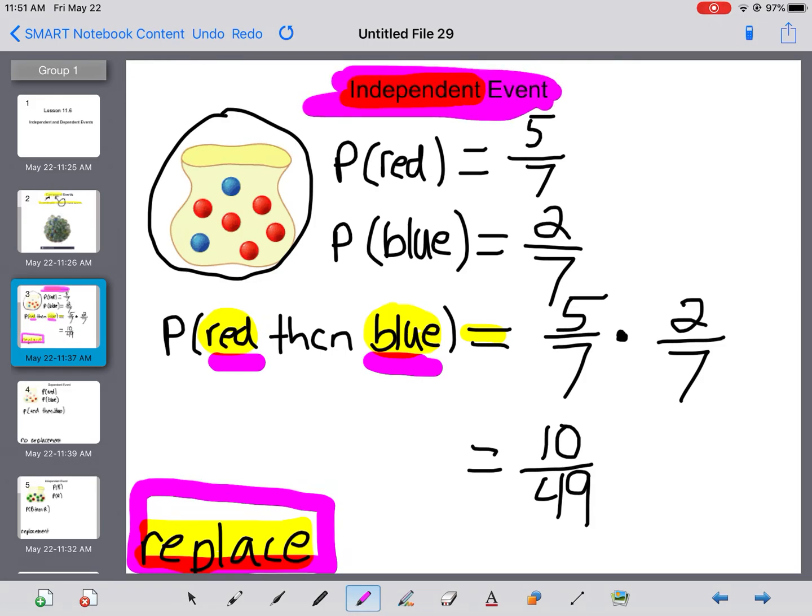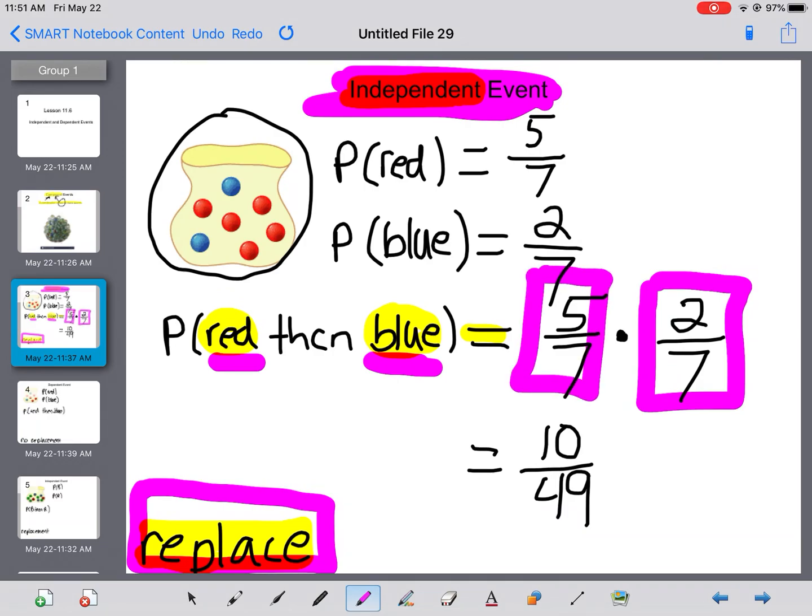Now let's go back to why we call this an independent event. The reason we call it independent is because this last section here, where we pull out the blue, is independent of my first step.